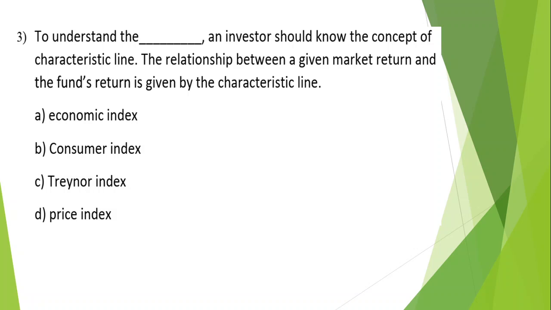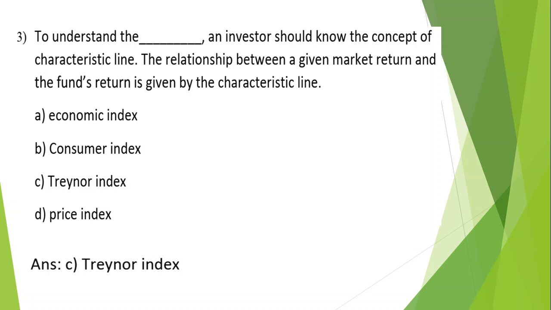We have one more question. To understand the dash, an investor should know the concept of characteristic line. The relationship between a given market return and the fund's returns is given by the characteristic line. We have four options. Option A, economic index. Option B, consumer index. Option C, Treynor index. Option D, price index. What could be the answer to fill in this blank? The answer is option C, Treynor index.